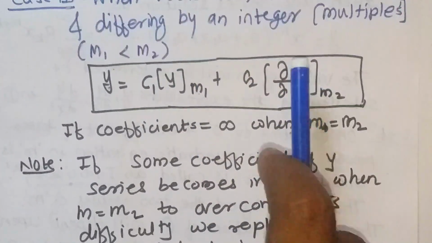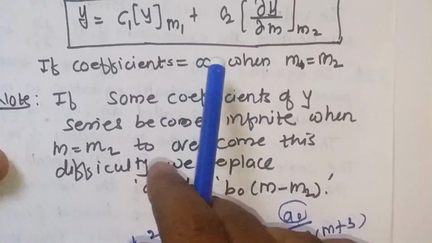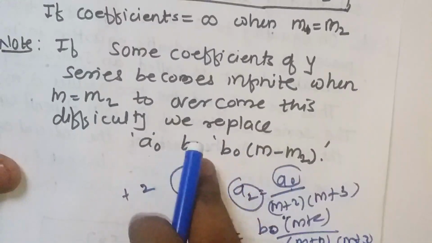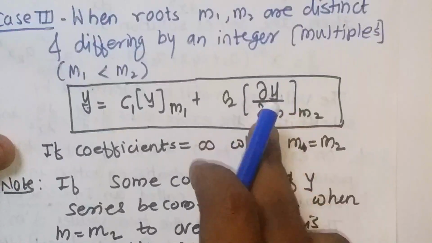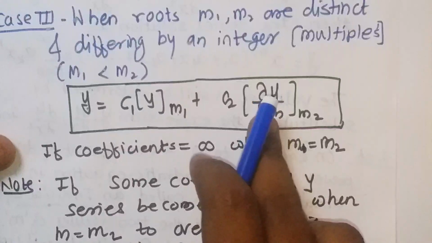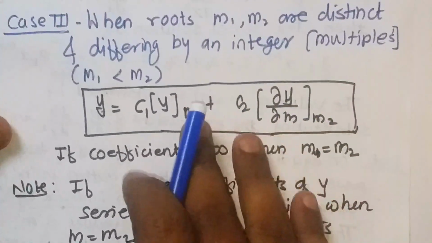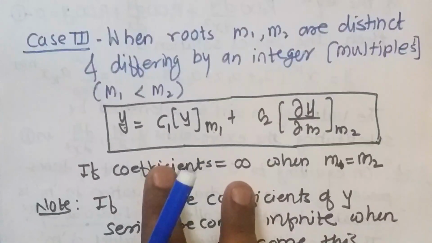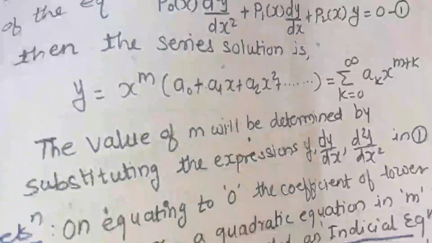For determining the second series we need to do additional calculation in this case, if some coefficients are becoming infinity at one root. For that root you replace a0 by b0 into m minus m2, you'll get a new series, differentiate that series with respect to m partially, and put the value of root m equal to m2, that will give us the second series. When we take examples, only then things will be more clear to you. This is just a discussion about the solutions. In the coming lecture we are going to take problems on this, then you will understand it in detail.